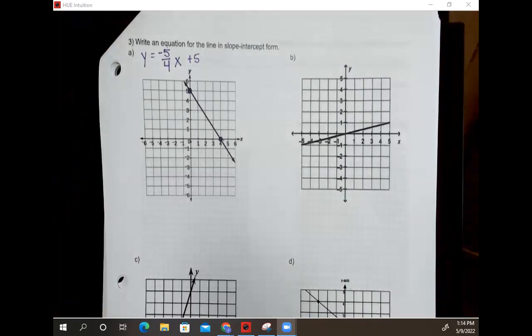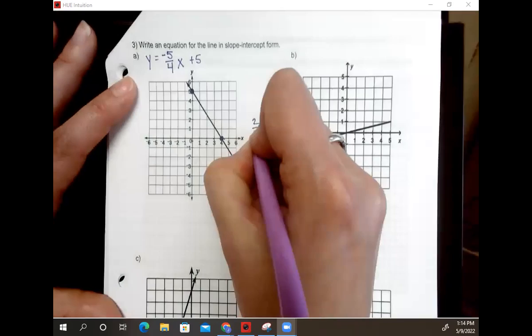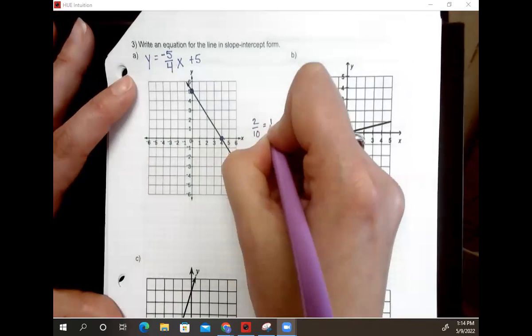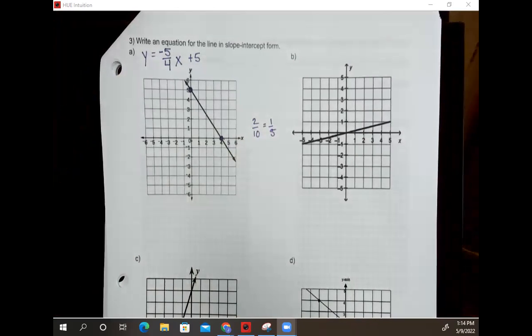You do not, and I do not want you to change your slope. You do not need to change your slope to a decimal. You do not need to change your slope to a mixed number. Leave it as a fraction. The only thing I ask is that you make sure you reduce. So if you got a slope to be something like 2 over 10, reduce that to 1/5. But don't change it to a decimal. We like slope to be as a fraction so we can see the rise and the run there.